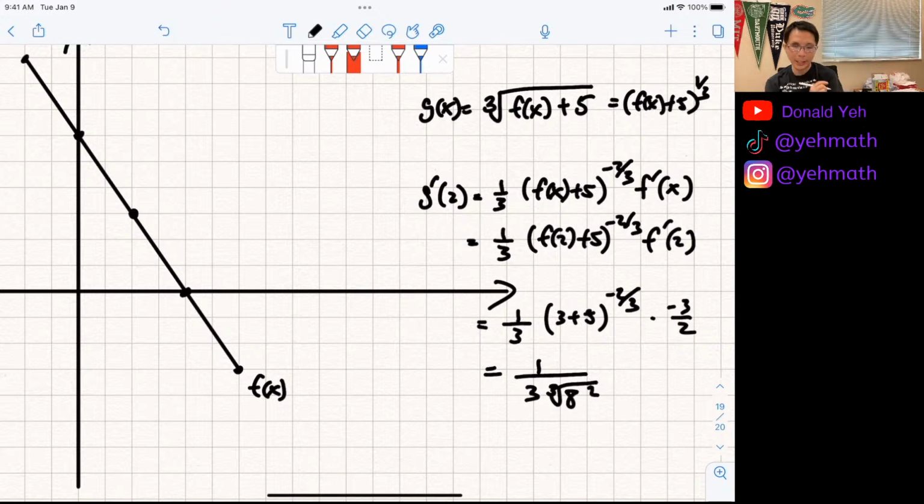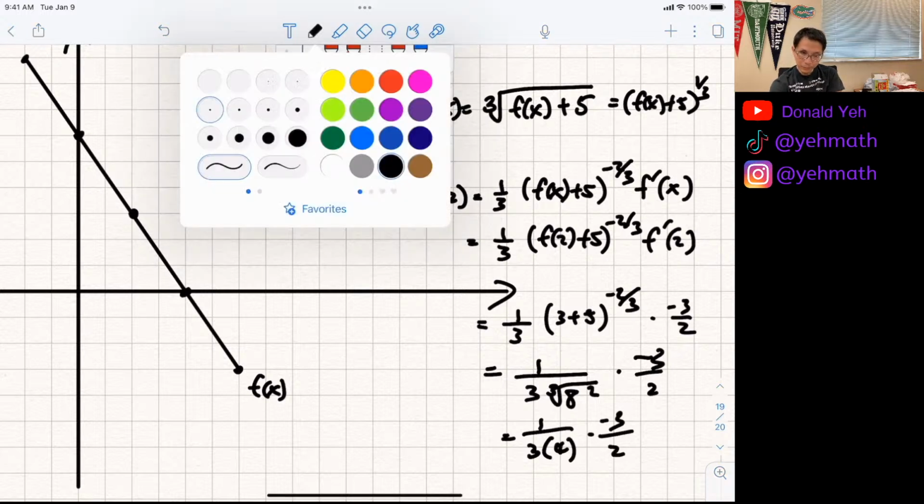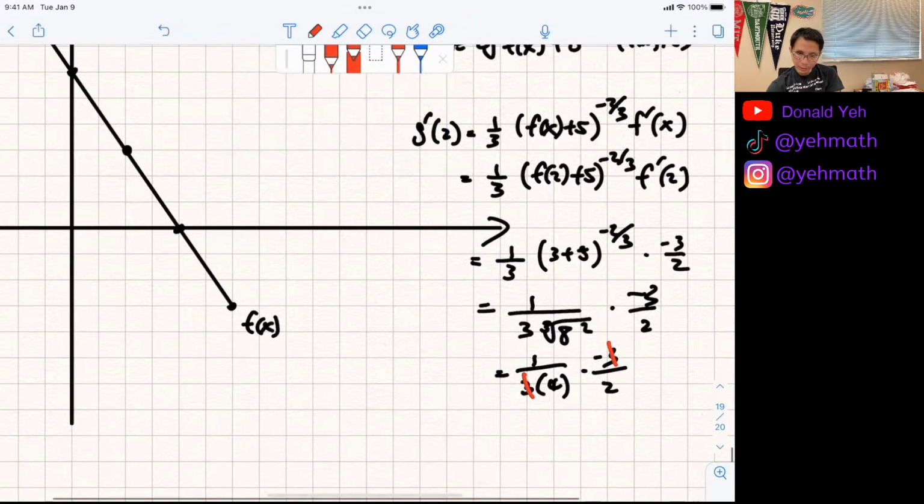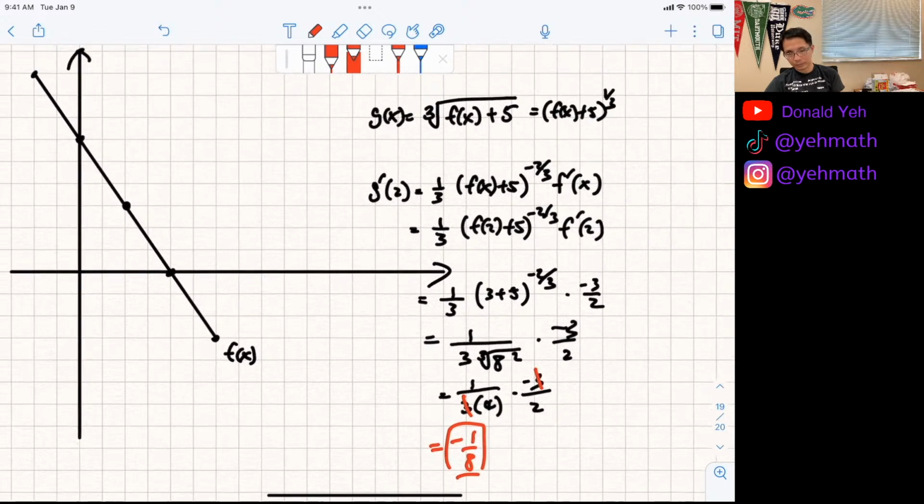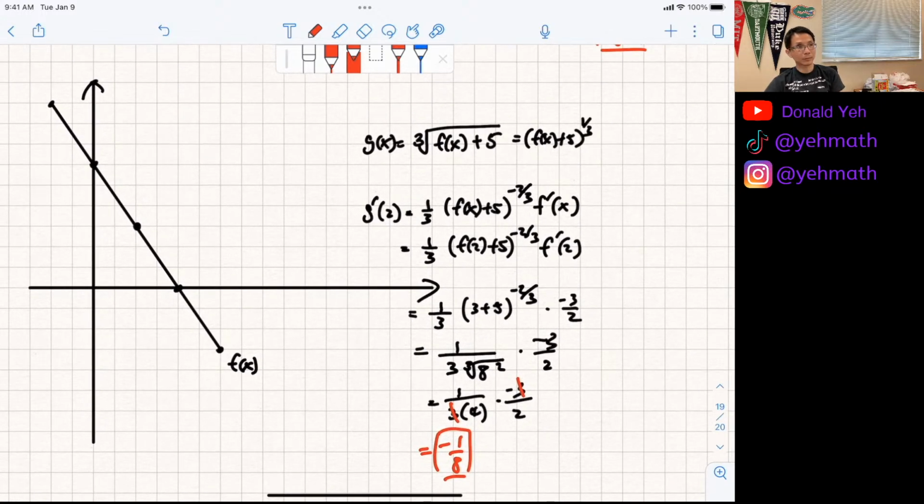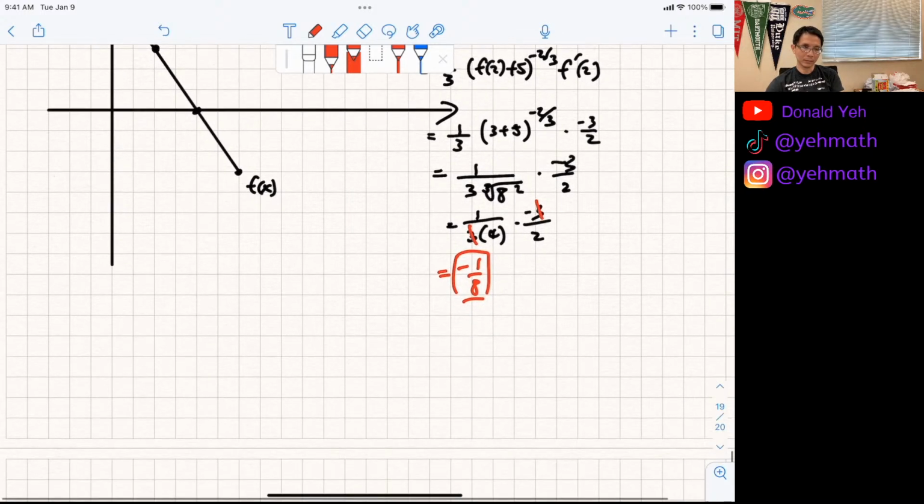So I hear it's going to be negative 3 over 2, so the third root of 8 squared. I will always do roots first. If I do the root first, it's going to give you 1 over 3 times 2 squared, which is 4, times negative 3 over 2. Then the 3 is going to cancel, so it'd be negative 1 over 8, and that's my final answer. I think you canceled it too early. You've got to simplify each part.